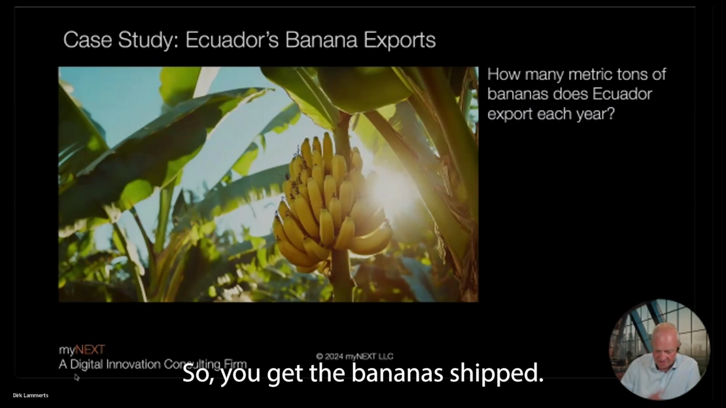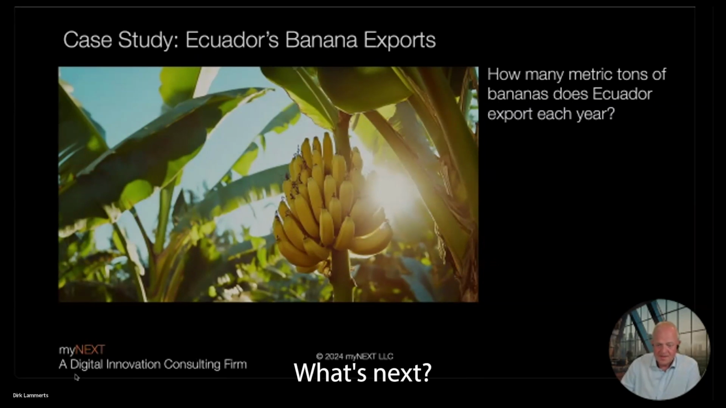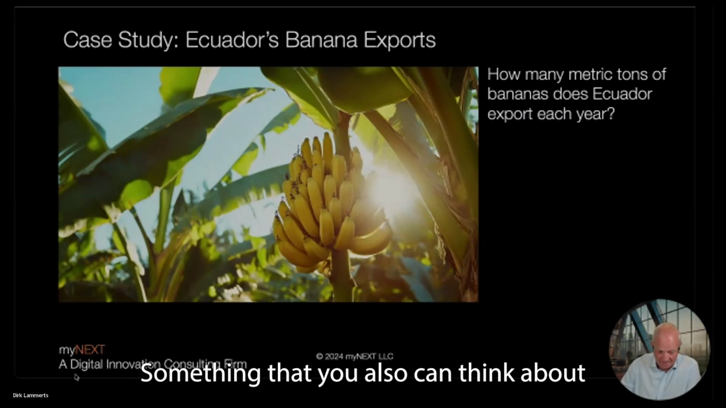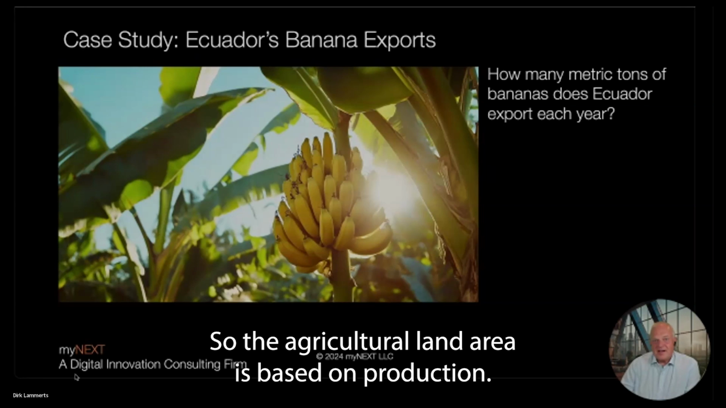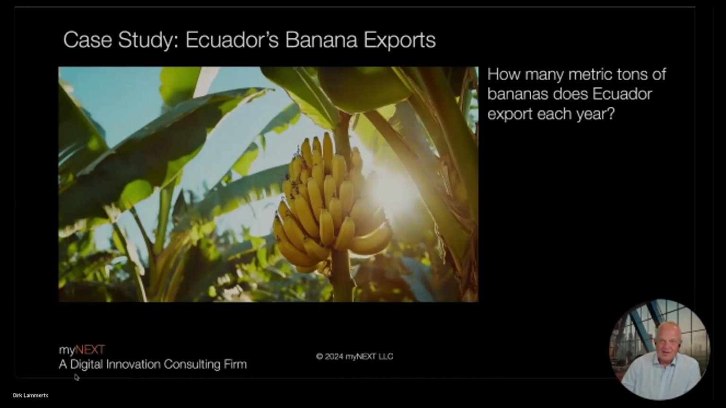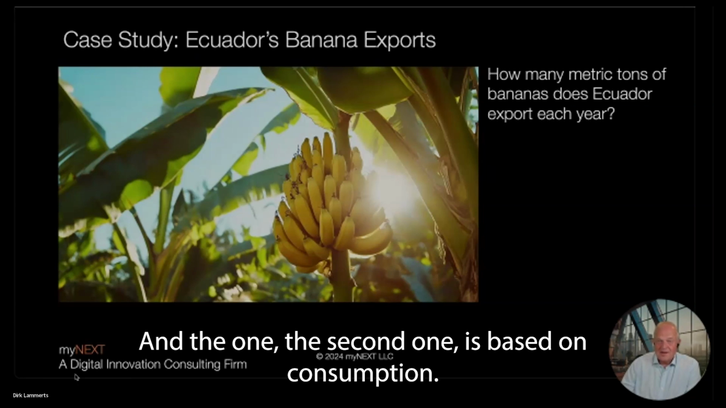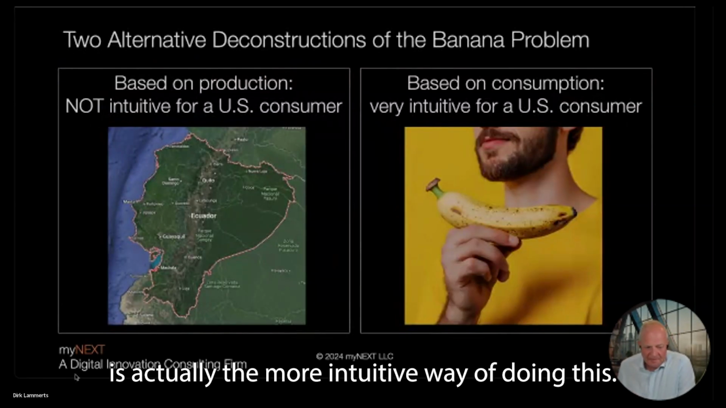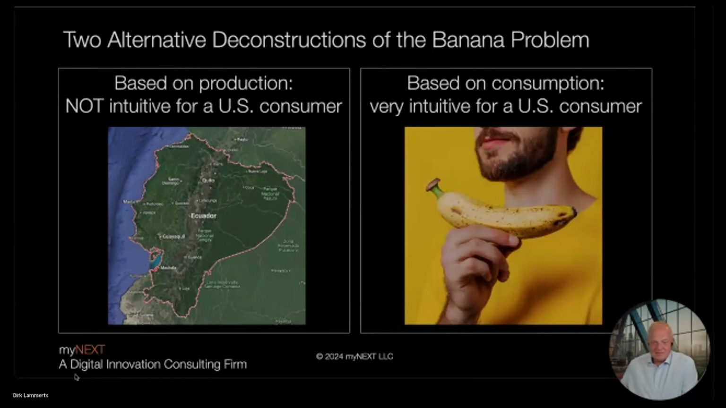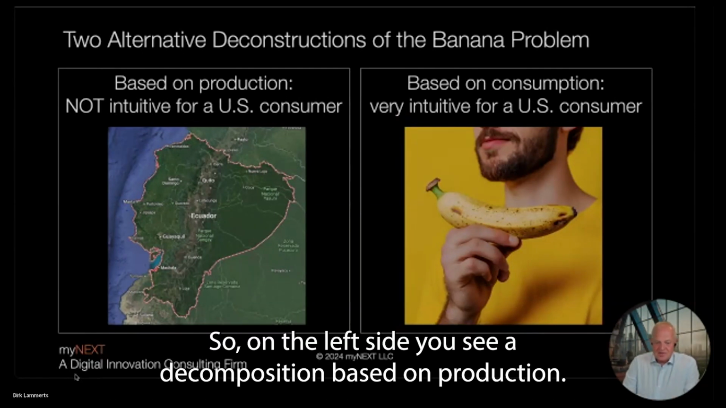So you get the bananas shipped, you get the bananas landed, you get the bananas in stores. What's next? Something that you also can think about estimating. Well, go one step further than supermarkets. It's consumption. So the agricultural land area is based on production, and the second one is based on consumption. And I want to convince you that the one based on consumption is actually the more intuitive way of doing this. So on the left side, you see a decomposition based on production.